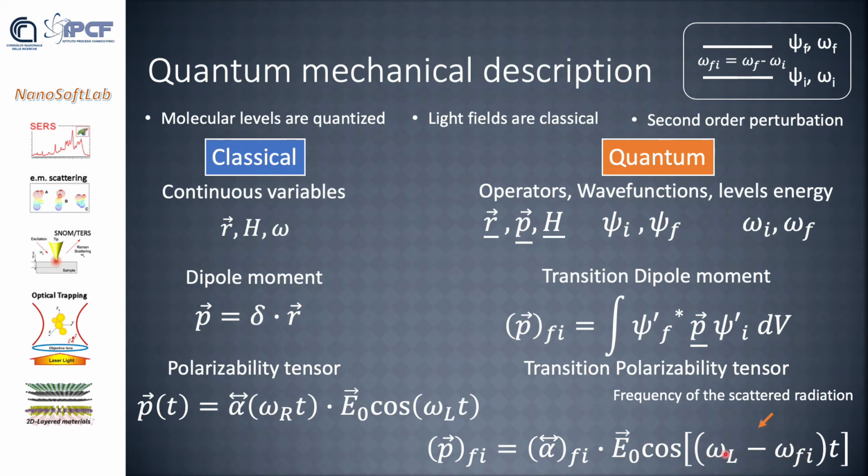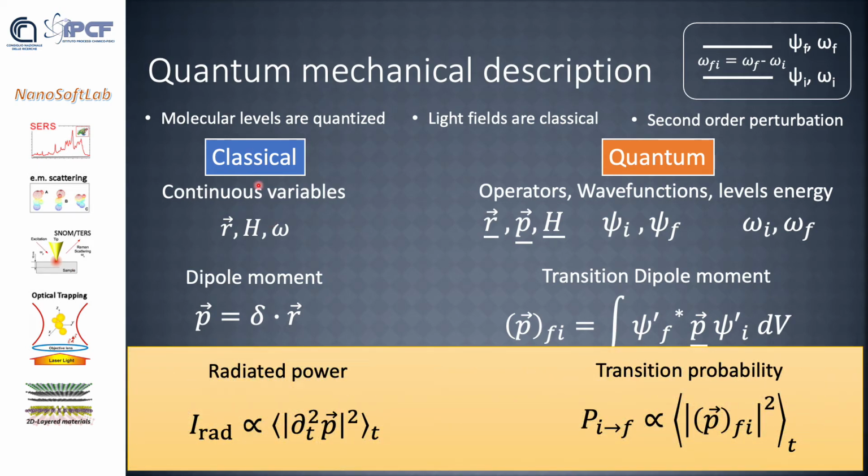in which we have this factor omega L minus omega Fi. Omega L is the frequency of the laser that we use to excite the scattering process, and omega Fi is the energy difference between the final and the initial state. And omega L minus omega Fi represents the frequency of the scattered radiation.